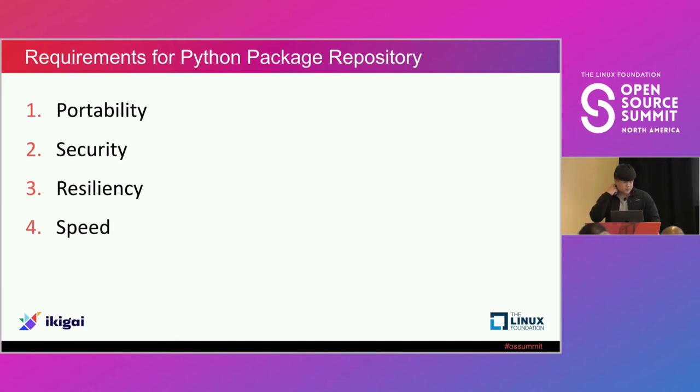So first one is portability. You should be able to put your PyPI hosted solution anywhere within your system. And security, I just added it because you don't want everybody to see your code base sometimes. Resiliency, it should be always available. Speed, it should be fast. Pretty straightforward.